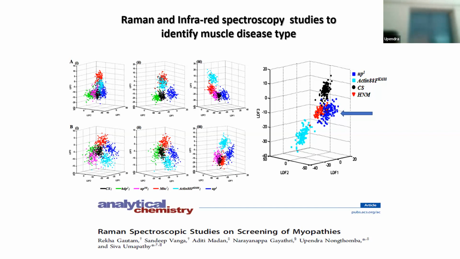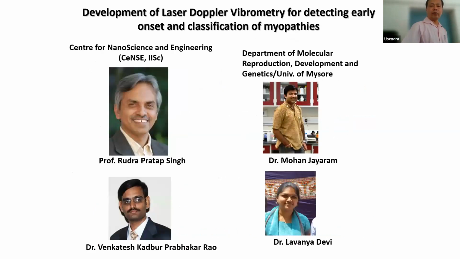And the good thing about the collaboration is that Umapati's student, Rekha, never knew that we had actually given her human muscle as a sample to do the Raman, right? So it was a kind of blind experiment. And when she came up with all this data, we could figure it out. So Raman and IR can be used easily with a needle biopsy to figure out which kind of myopathy the individual is suffering from.